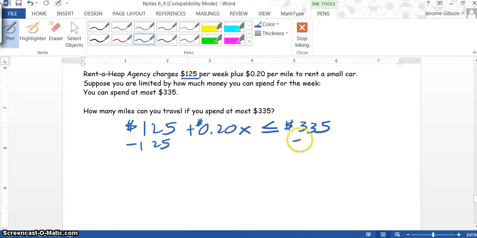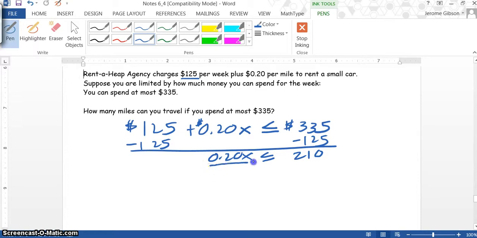So we'll subtract 125 on both sides. So we have 0.20x is less than or equal to 210. We divide each side by 0.20. And x is less than or equal to, this would be 1,050 miles.